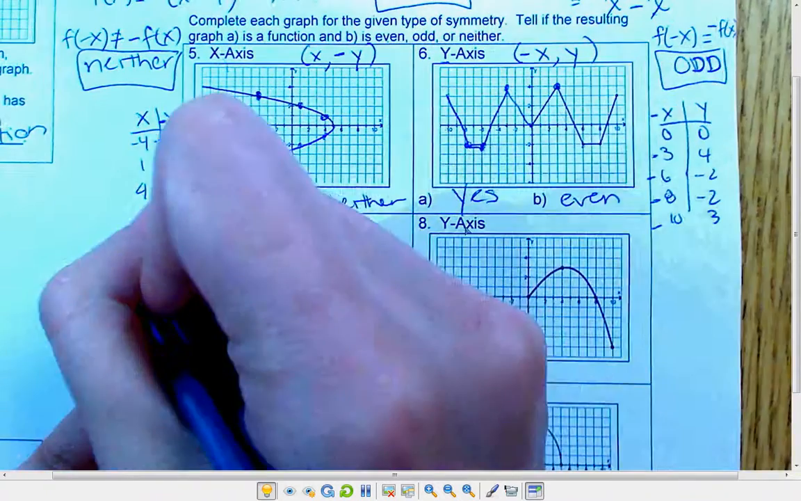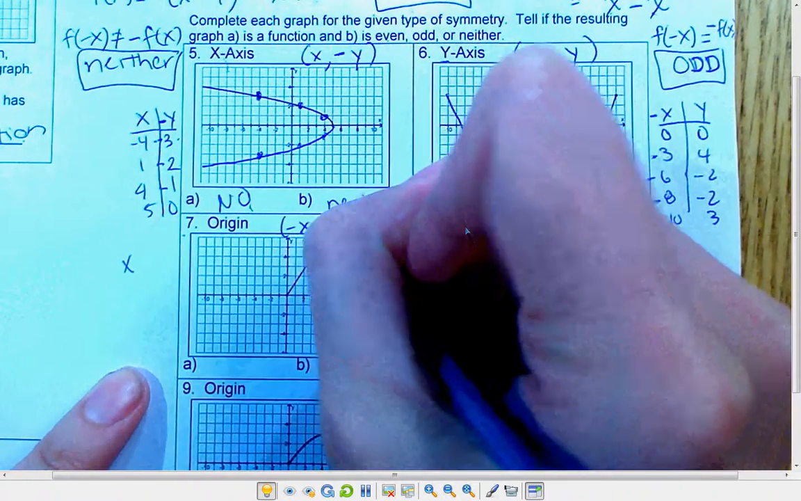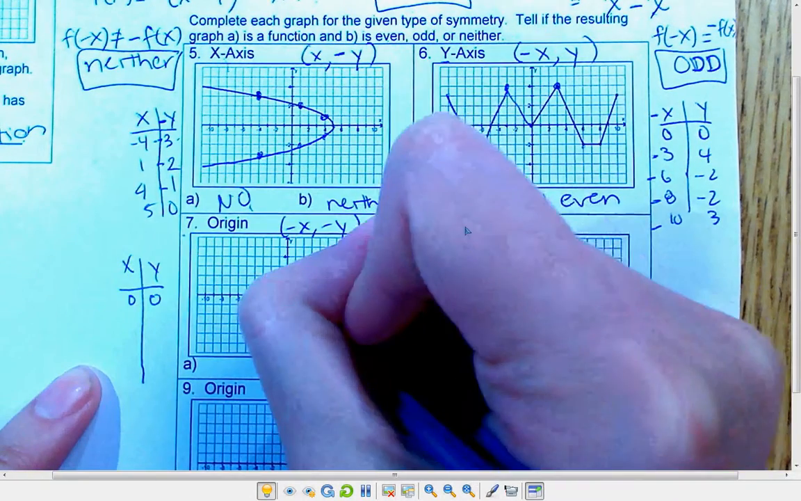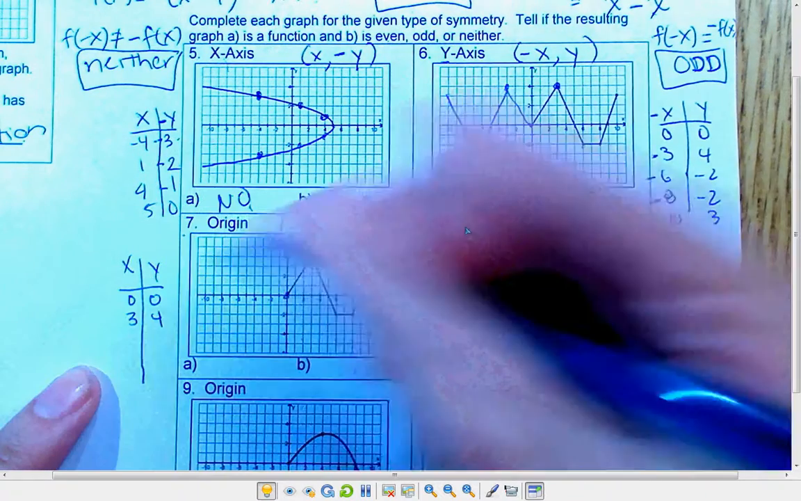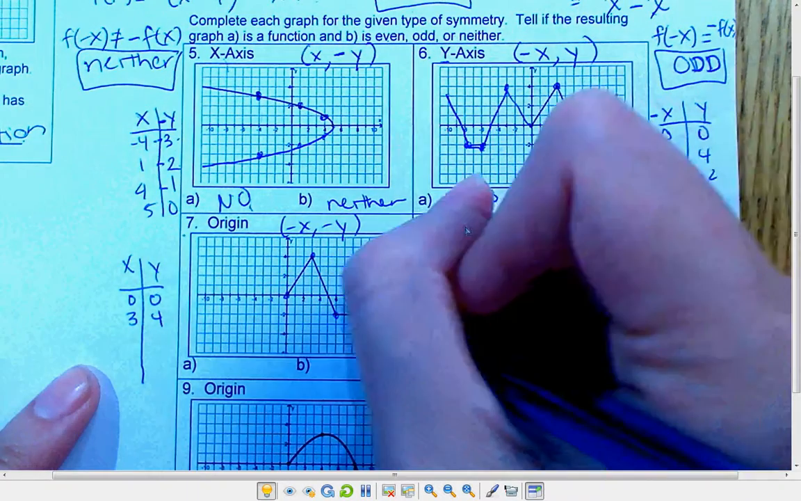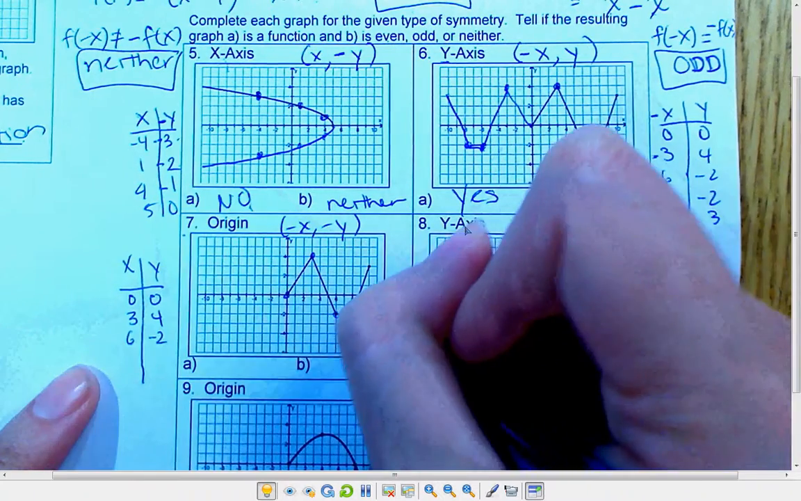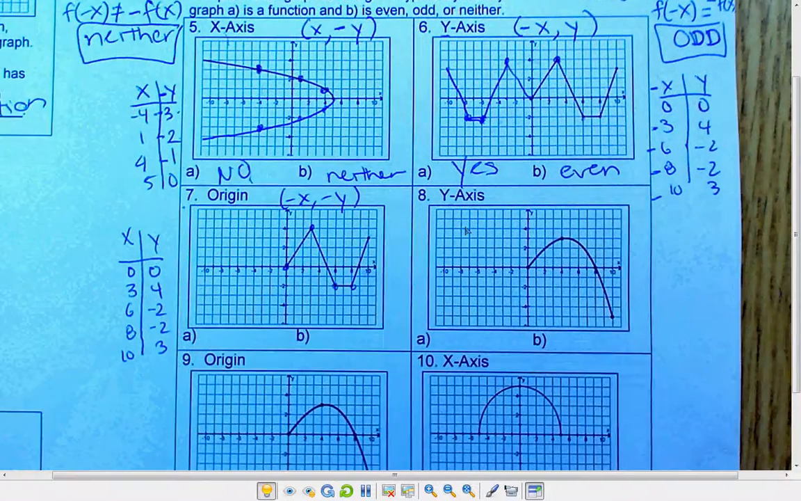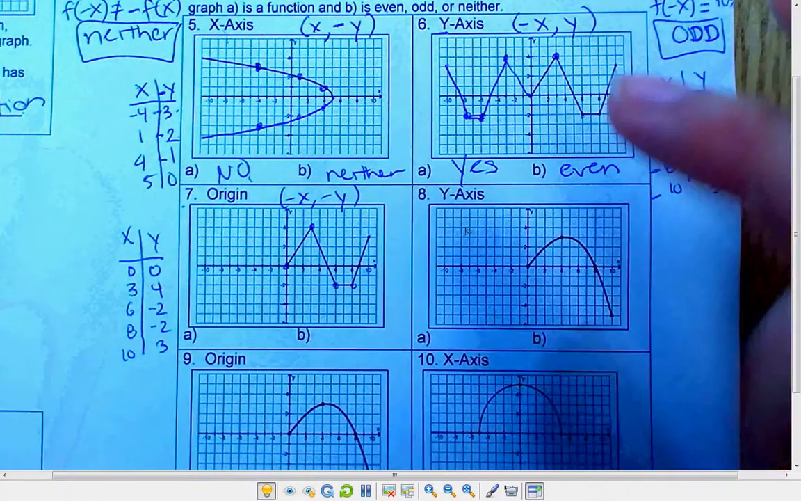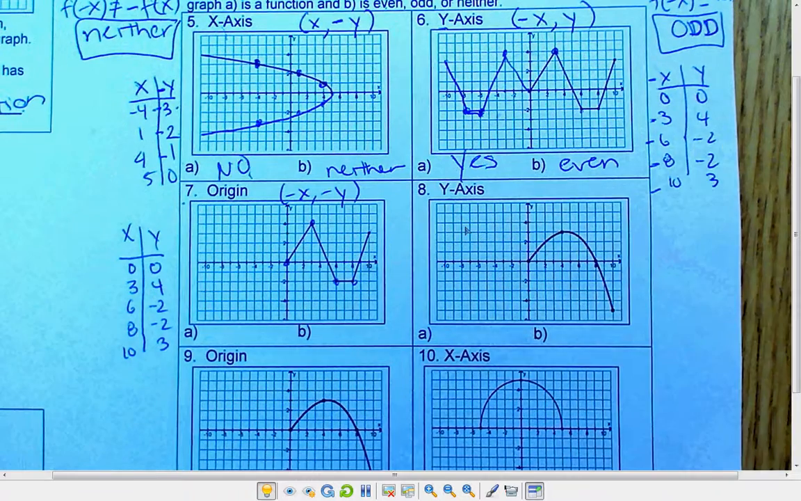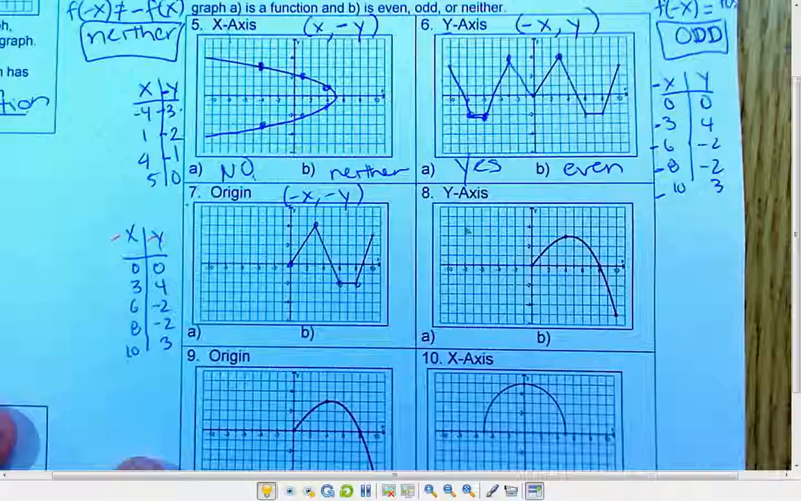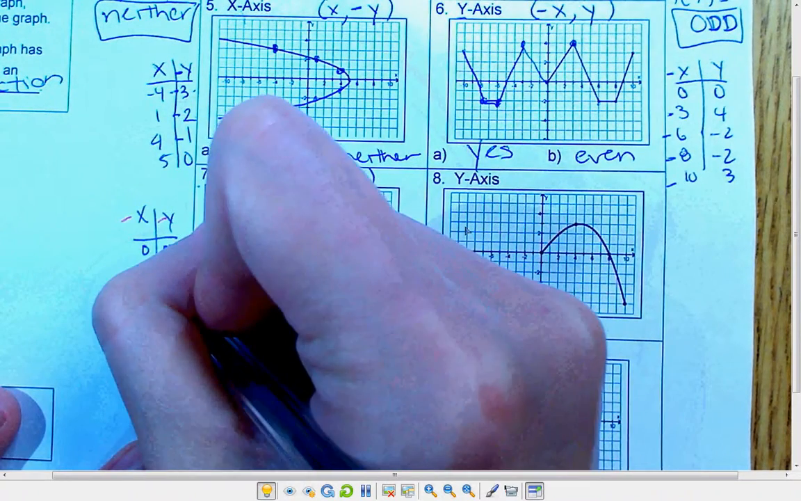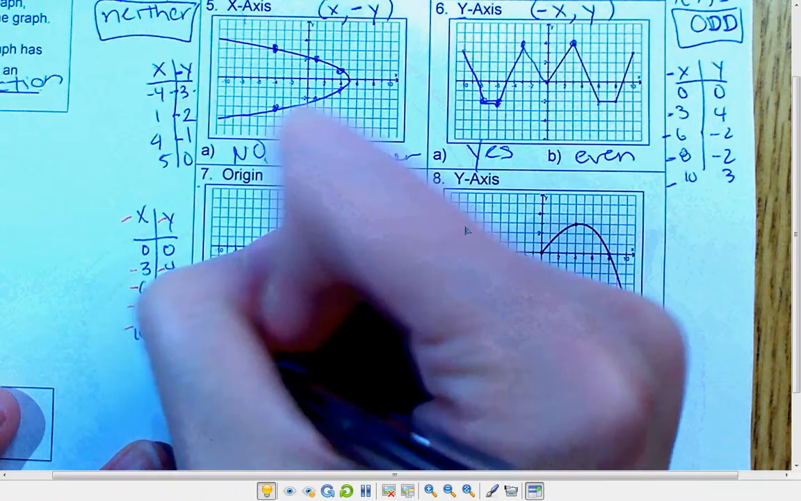So with our origin, we're going to be changing both our x and our y. So again, let's start off with our table. We got 0, 0, 3, 4, 6, -2, 8, -2, and then 10, 3. And this time we're changing all of our numbers, both x and y. So let me actually do this in a different color so you can see. So we're making all of these change signs. So I'm adding a negative to all of these. This 4 becomes a negative. If it used to be negative, now I'm making it positive.